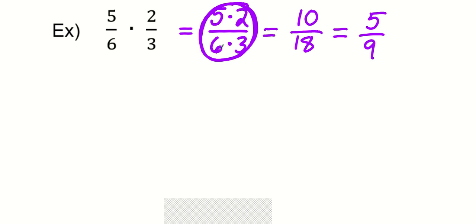Anyway, I don't want to linger on this too much longer. The bottom line is this: you need to reduce at some point. Whether it's after you multiply, so you get 10/18 and then you reduce, or you can potentially reduce beforehand and then you can do 5 times 1 and 3 times 3.